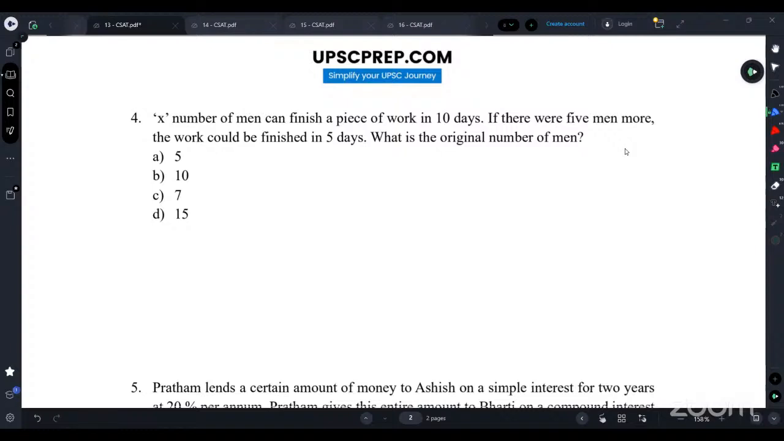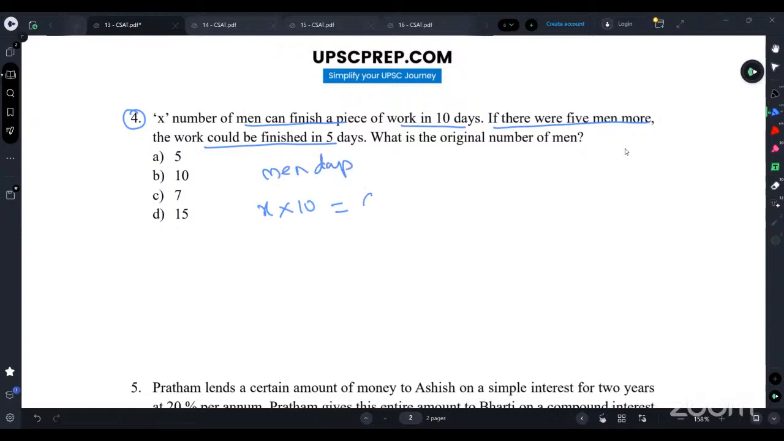Okay, see the fourth one. X number of men can finish a piece of work in 10 days, right? If there were 5 more men, the work would be finished in 5 days. Now, if you pay attention closely to this question, there are certain X number of men who were able to finish the work in 10 days. So that is basically 10x man days of work, right?